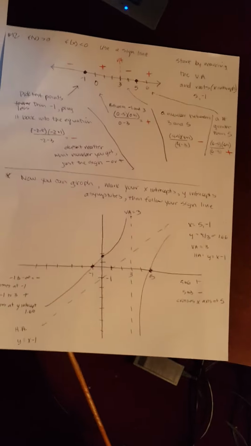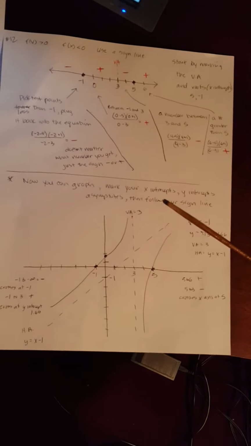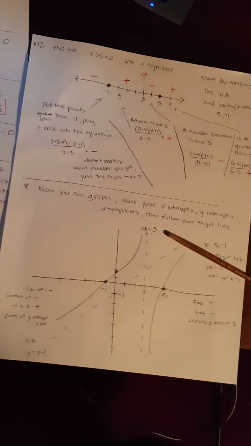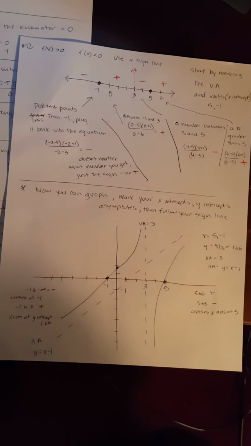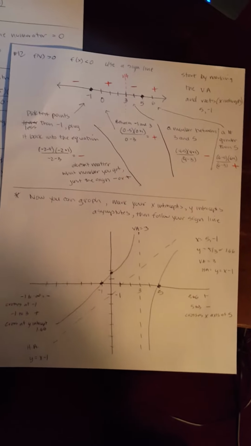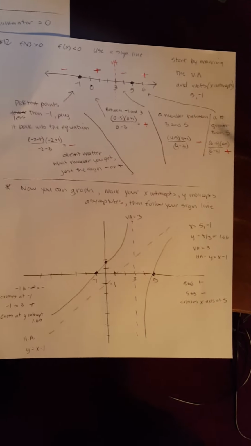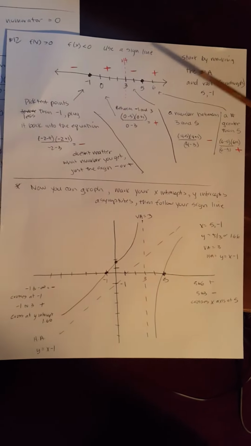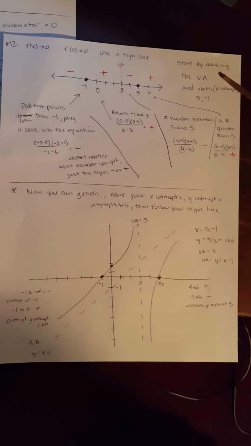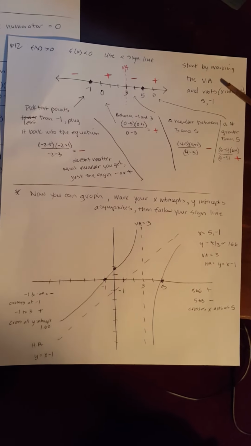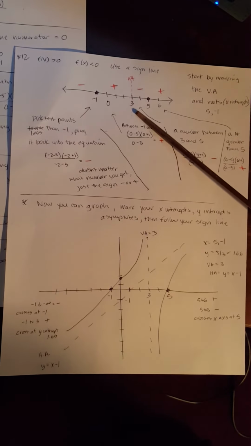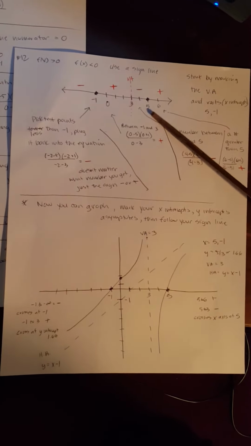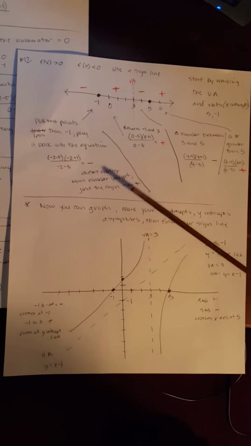And over here, we're going to use our sign line to show the answer to f of x is greater than 0 and f of x less than 0. You're going to start your sign line by marking the vertical asymptote and also marking your roots, your x-intercepts, which are going to be 5 and negative 1. So I've shown that here.